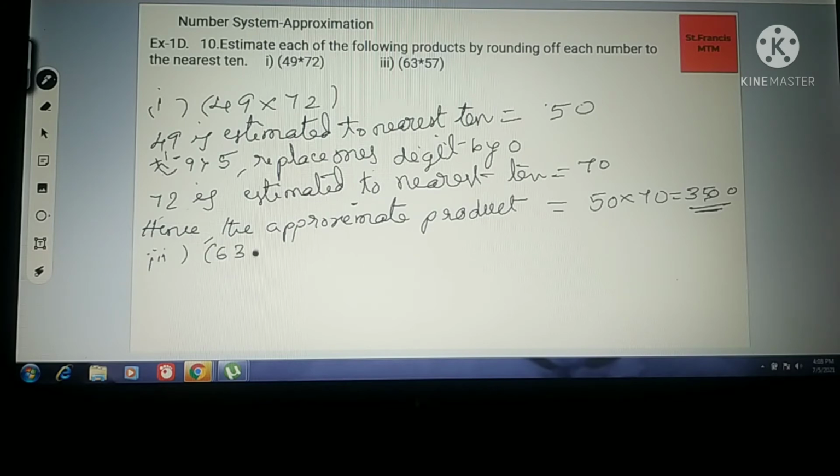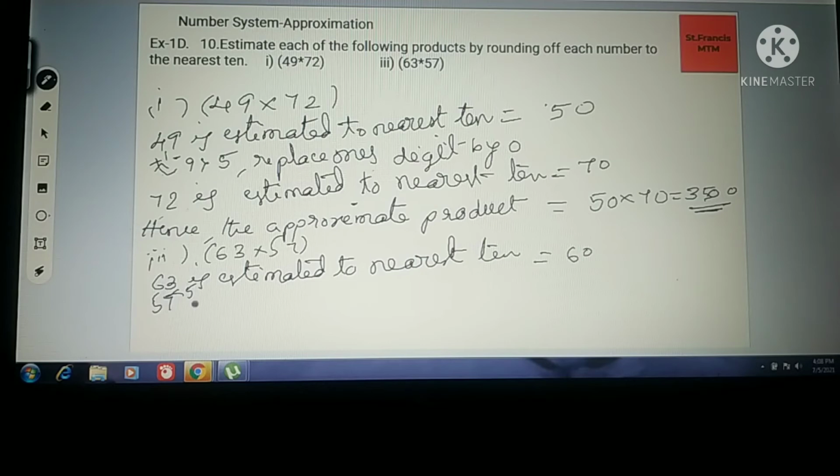The third one. Product of 63 into 57 we have to do. So first we write down individually. 63 is estimated to the nearest 10. Nearest 10 means we have to look at the ones digit. Clearly this is less than 5, so you place 0 in place of the ones digit and you will get 60.